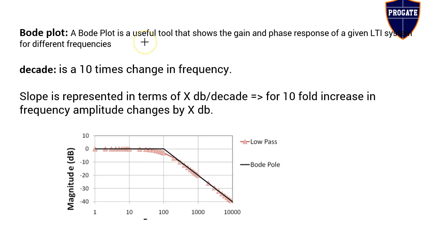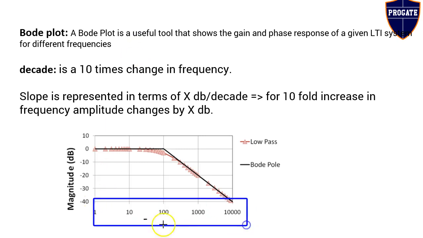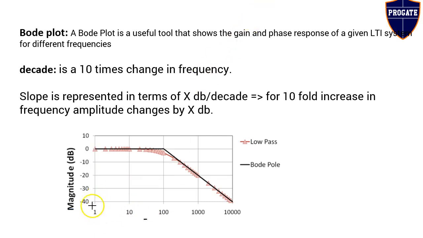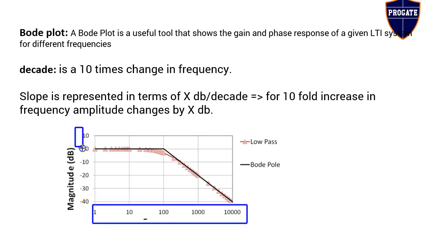A Bode plot is a useful tool that shows the gain and phase response of a given LTI system for different frequencies. The x-axis of the Bode plot is the frequency and the y-axis is the magnitude function. The x-axis is a non-linear scale and the y-axis is a linear scale. So the Bode plot is generally plotted on semi-log paper, called so because the x-axis is a logarithmic scale and the y-axis is a linear scale.